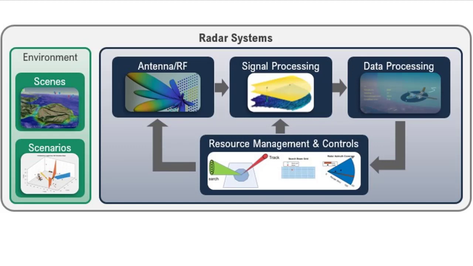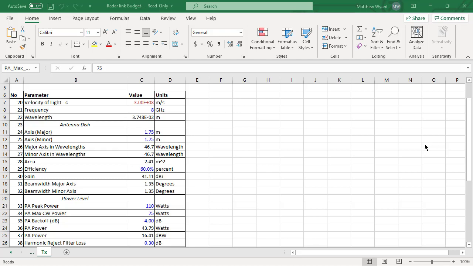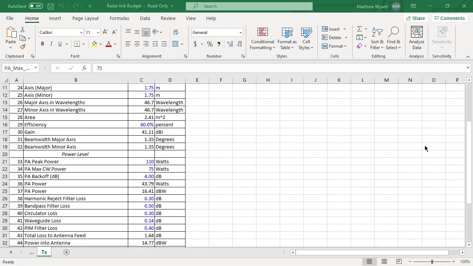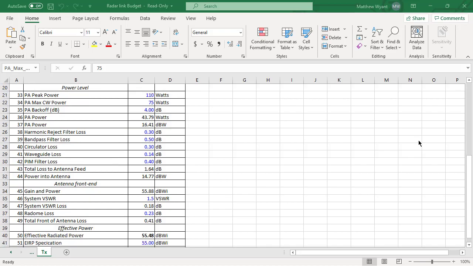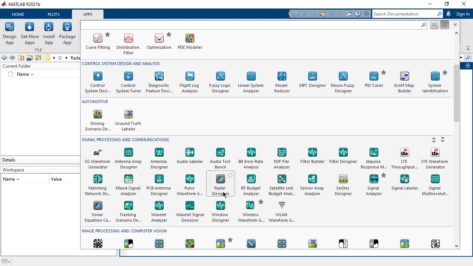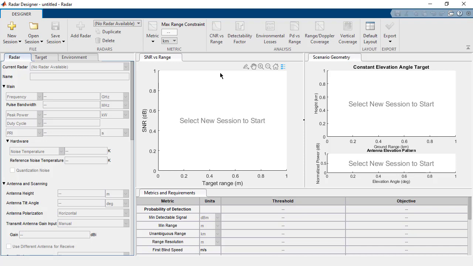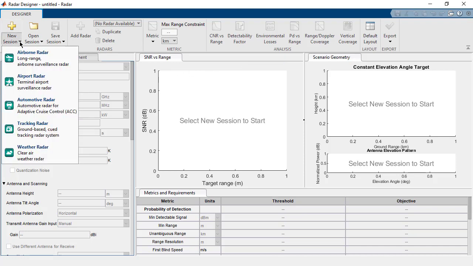Radar systems development is complex, with many interconnected parameters and requirements. The analytical models for hardware and software components of these systems can be difficult to organize and explore. The Radar Designer app provides an easy-to-use interface for parameter input, design comparison, visualizations, and sharing of results. Let's walk through using the app for an airport radar design.